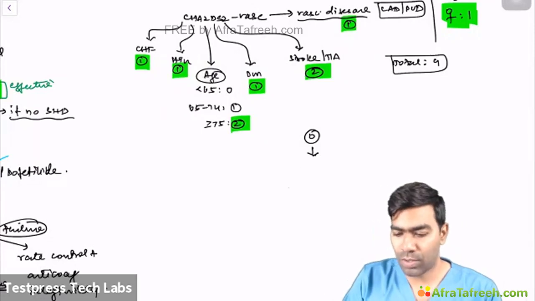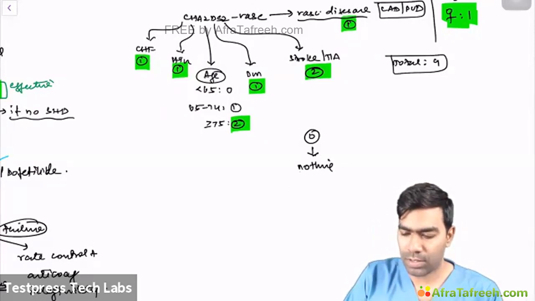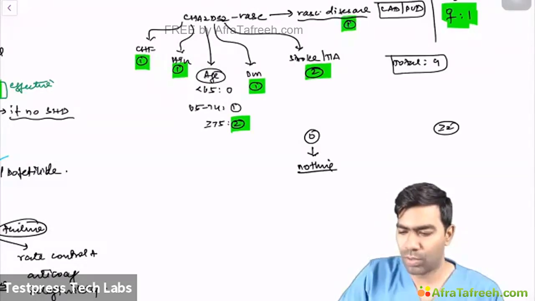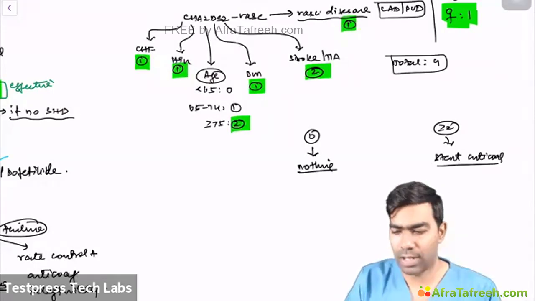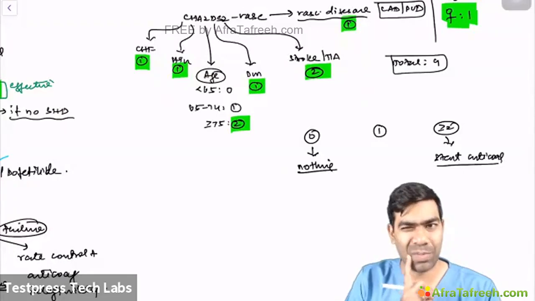So if the score is 0, do nothing. No need to do anticoagulation. If the score is more than or equal to 2, then it's mandatory that you start with some form of anticoagulation for sure. No doubt about that. But the score is 1. This is where the problem is.